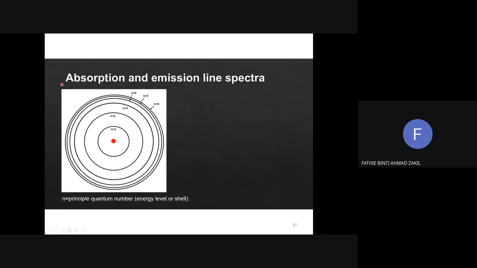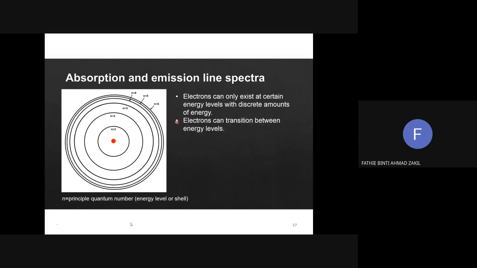Okay. In this video, we're going to look at absorption and emission line spectra. So we'll start with a quick review of the Bohr model of the atom. The protons and neutrons are located in the nucleus of the atom, and the electrons are located in energy levels or shells around the nucleus. Electrons can only exist at certain energy levels with discrete amounts of energy. So an electron can occupy energy level 1 or energy level 2, but not in between energy level 1 and 2. Next point is that electrons can transition between energy levels.